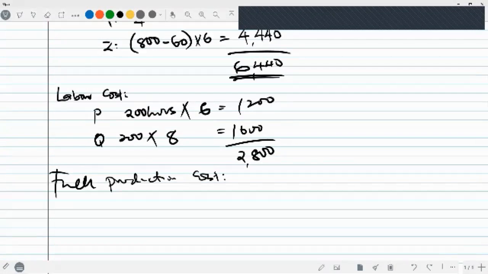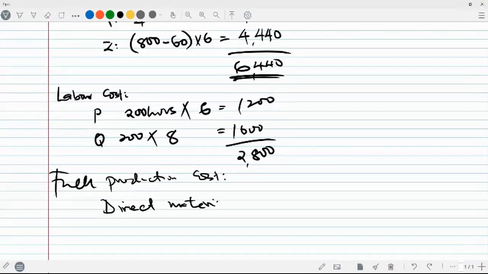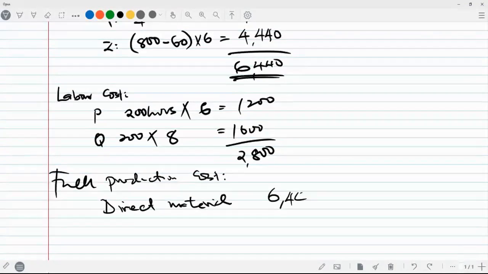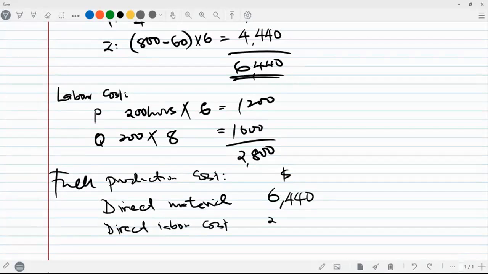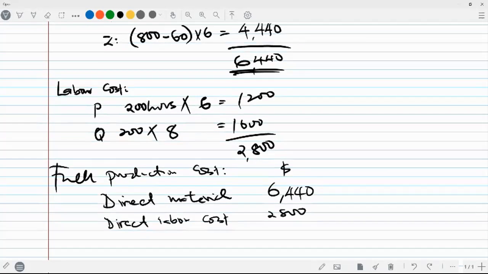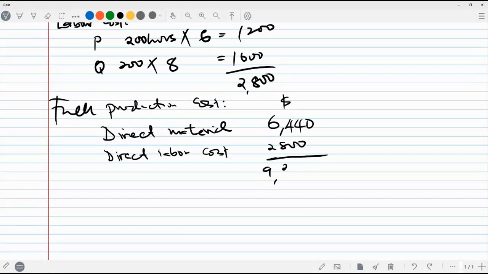Therefore, the full production cost is equal to direct material, which we obtain equal to 6,440. Then we have direct labor cost, which is equal to 800. Therefore, Q as a prime cost is equal to 9,240, I suppose. Then we add production overhead cost.